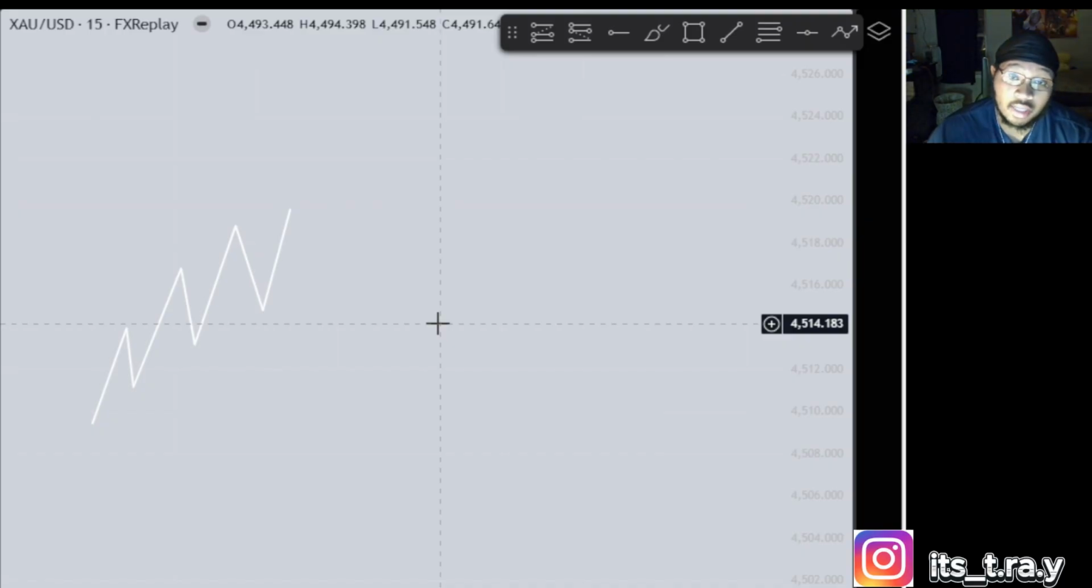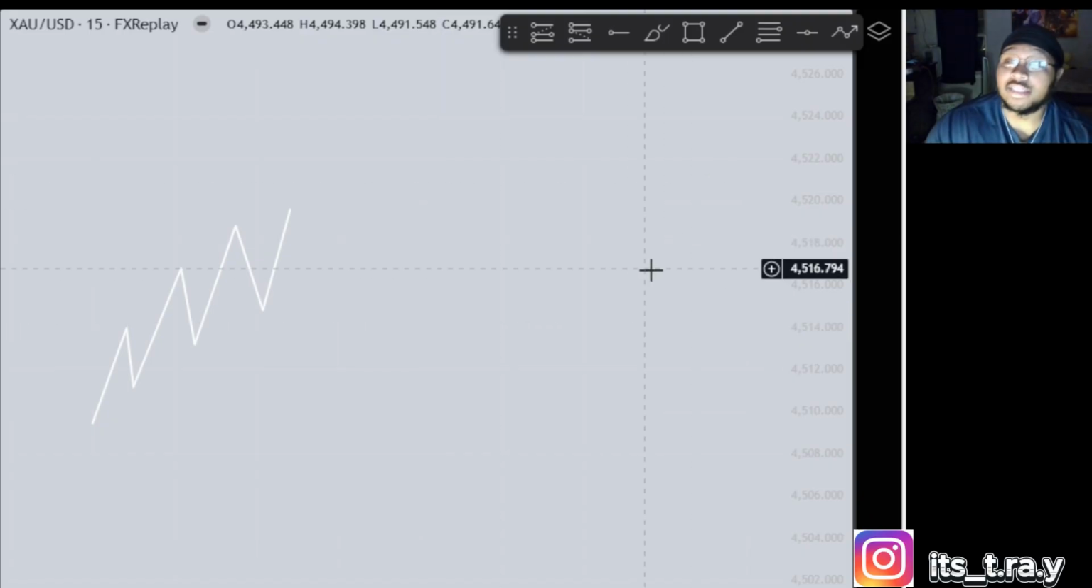So what an uptrend consists of is what we call a high, a low, and then higher highs and higher lows. I'm gonna repeat that again. An uptrend consists of a high, a low, and then higher highs and higher lows. Almost messed up right there.